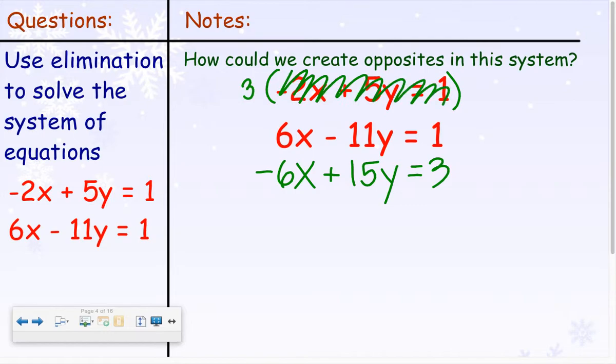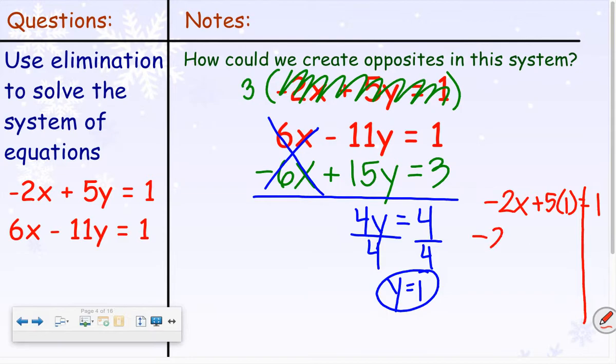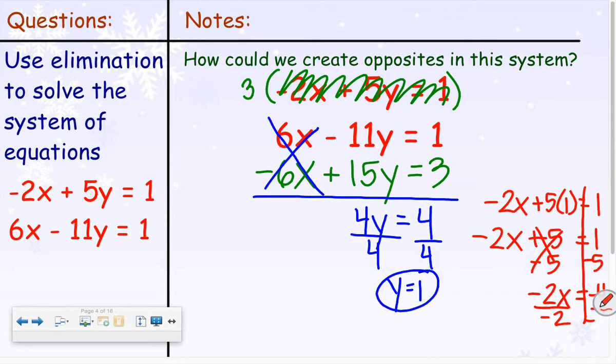I know I did this correctly if I made opposites, which I did. Negative 11 and 15 is 4. 1 and 3 is 4. Divide both sides by 4. And we have y equals 1. Take 1 and plug it into our first equation. So negative 2x plus 5 times 1 equals 1. Negative 2x plus 5 equals 1. Subtract 5 on both sides. Divide both sides by negative 2, and I have x equals 2. So the solution is (2, 1).